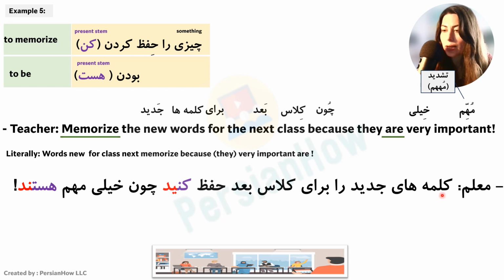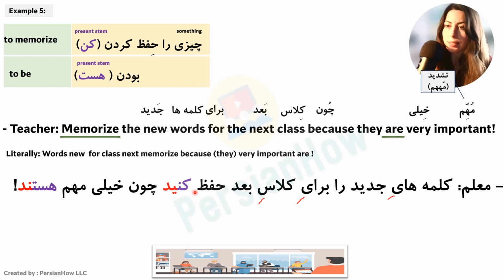So for اضافه, you see here کلمه های جدید. So کلمه ها ends in an aleph. So in order to connect کلمه ها to جدید, we add a ye, so اضافه can sit there. کلمه های جدید. There's another اضافه here, کلاس بعد, because next class, right? Next is modifying class. So it comes after کلاس. They need to be connected with اضافه. Also برای اضافه, برای کلاس بعد. Let me write down the اضافه here. کلمه های جدید برای کلاس بعد. And then no more اضافه.